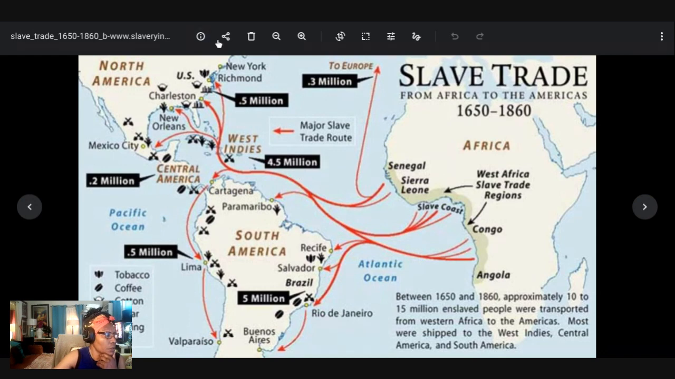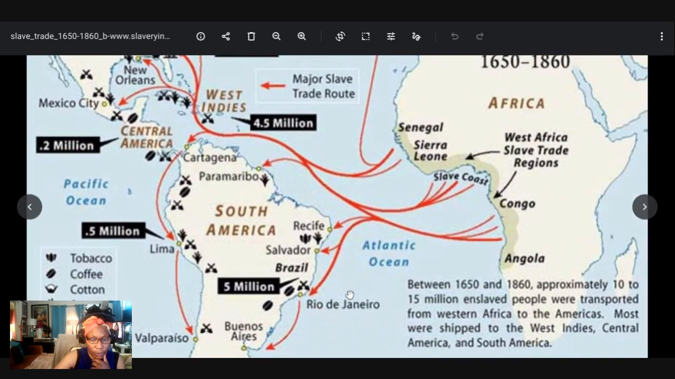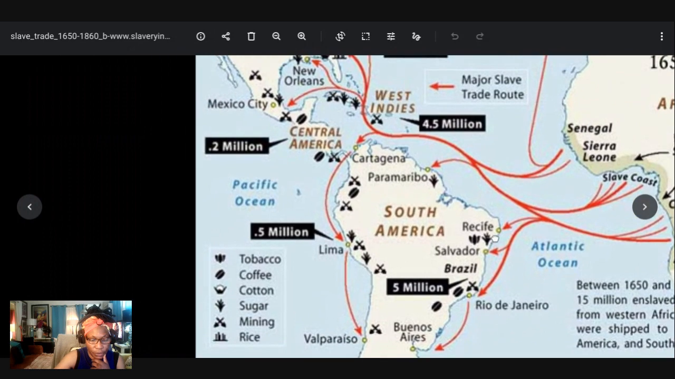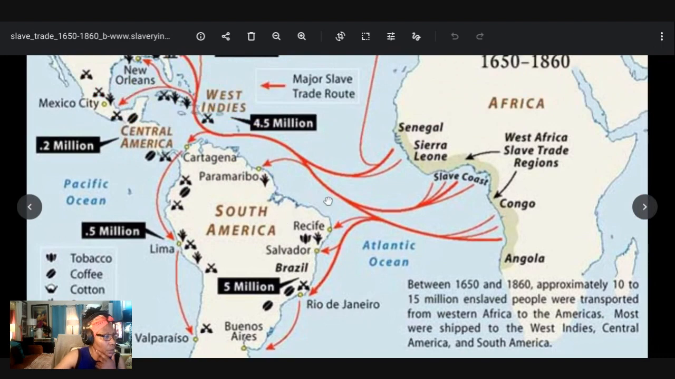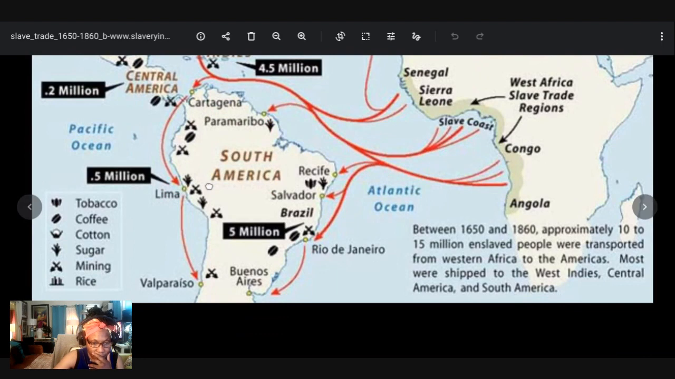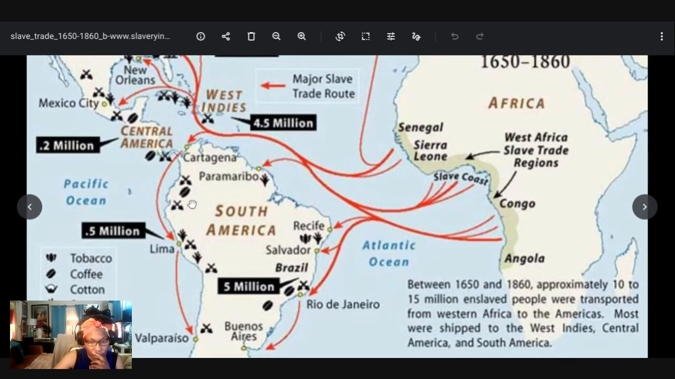Let me do this. What kind of work they did, the agriculture part. Anyways, so for, say, South America, 5 million went into this area here, and the type of work they did, according to these little signs here, was mining and coffee, and also sugar. Here, 5 million of us.